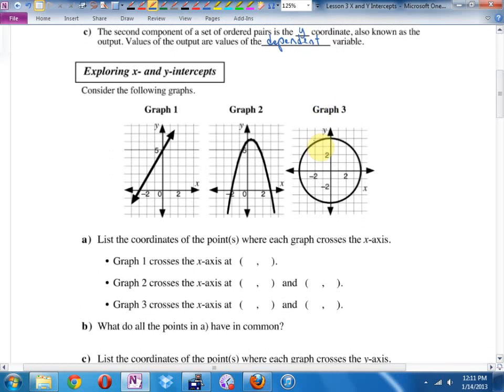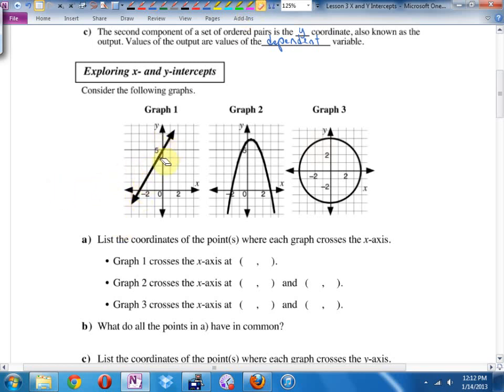So here's 3 relations, 3 graphs. Which of these is linear? First one. Okay. The other 2 are nonlinear. The third one you don't actually look at until you get to calculus. It's the graph of a circle. But what I want you to notice is, well, let's walk through this. Part A says, list the coordinates of the points where each graph crosses the x-axis. So the x-axis is that one right there.